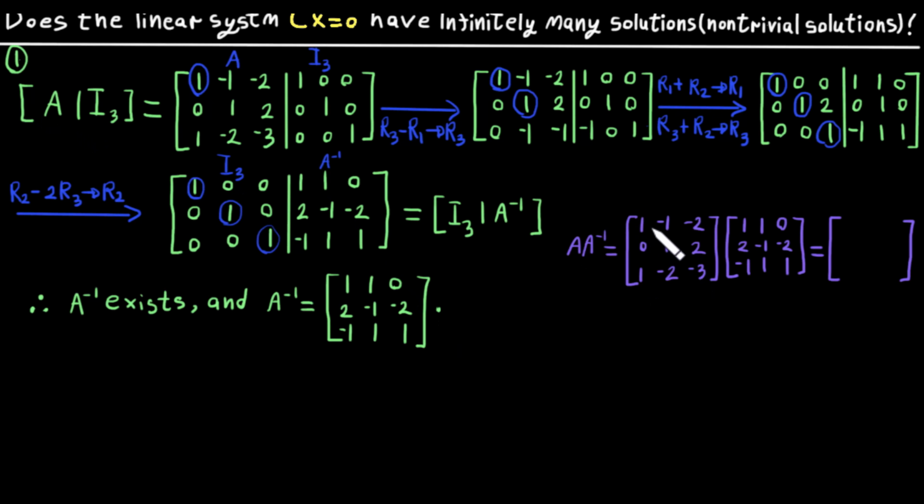So let's multiply. To get this element here, we have to multiply this row by this column. 1 multiplied by 1, which is 1, plus negative 1 multiplied by 2, which is negative 2, plus negative 2 multiplied by negative 1, which is 2. Now 1 here, negative 2 plus 2 will be 0, so the answer will be 1.